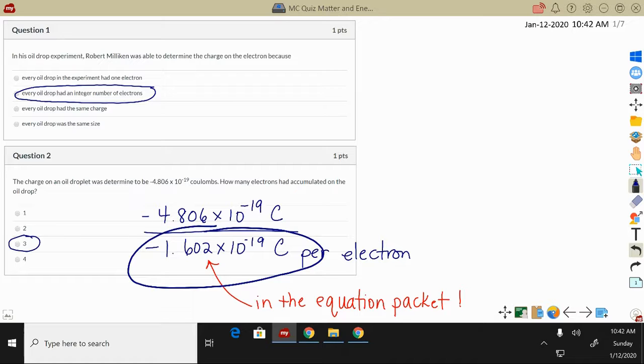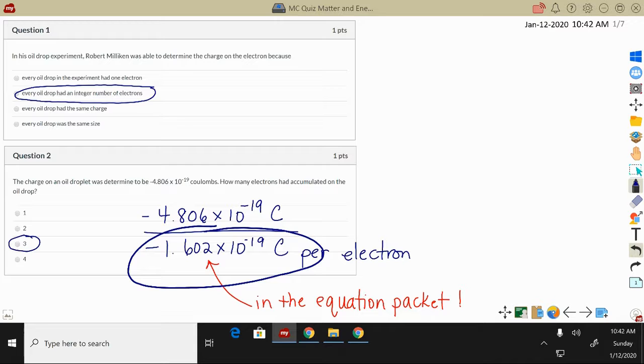So question one, every oil droplet had an integer number of electrons, a whole number of electrons, and the charge on the oil droplet was always some whole number quantity of this negative 1.6 times 10 to the negative 19 coulombs per electron. Coulombs is just a unit of charge. That number's in the packet. So if they ask anything about this oil droplet experiment, because they've still kept that number in the packet, which kind of surprises me, it maybe would be a question like 2.